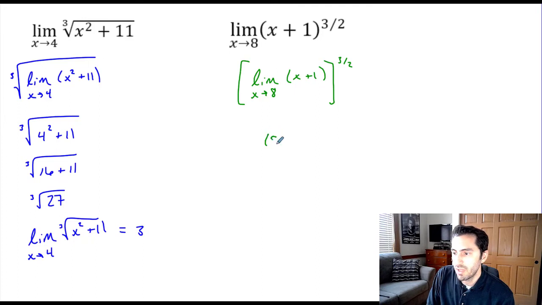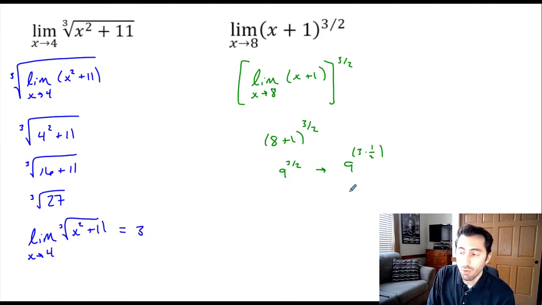So to evaluate that, we can just substitute in 8. So we end up with 8 plus 1 to the 3/2. So 8 plus 1 is 9. And then 9 to the 3/2. So a couple different ways we can evaluate this. One of the ways is, let's just split this up into 2 parts. Remember, this is the same as 9, and then in the exponent, we have 3 times 1/2.